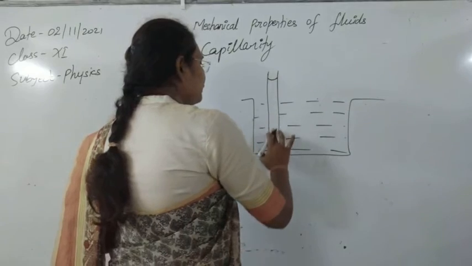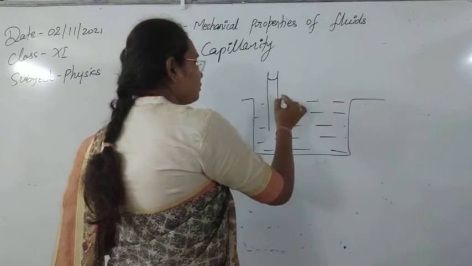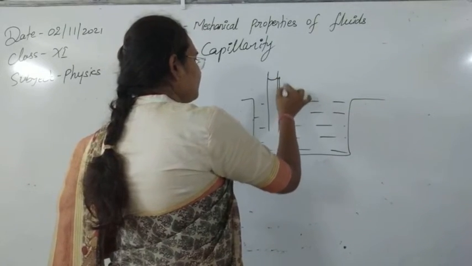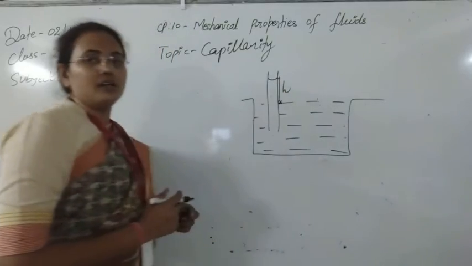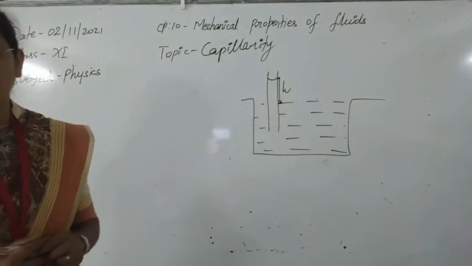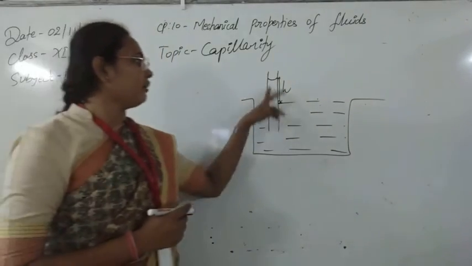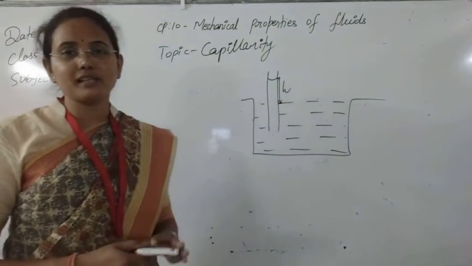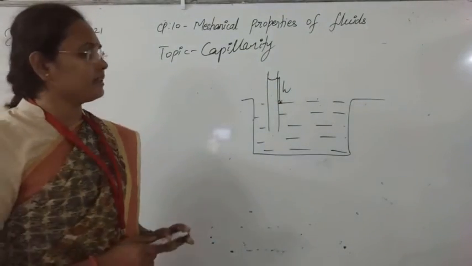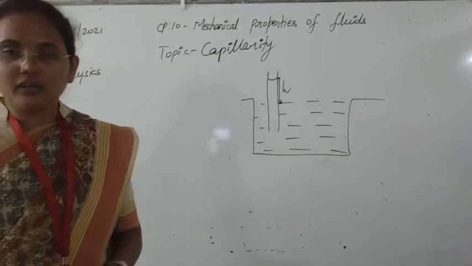If you see the level of water, it is up to this point, but it rises to some height in this tube. This phenomenon, the rising of the level of liquid in a capillary tube, is known as capillary action or capillarity. So I think this is now clear.